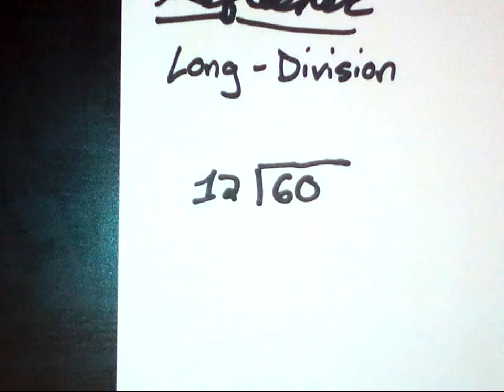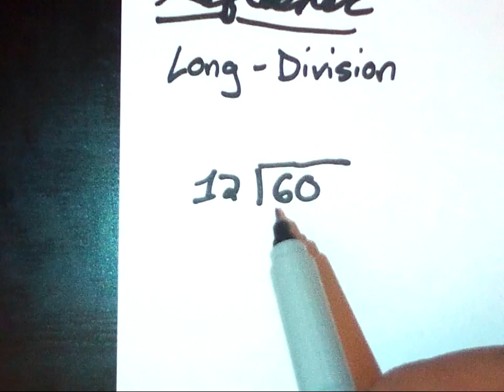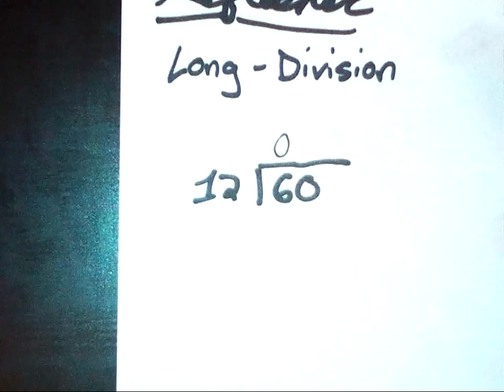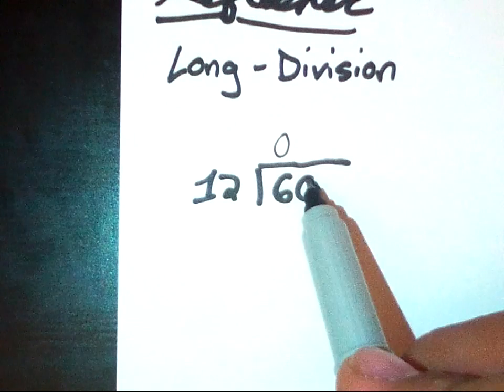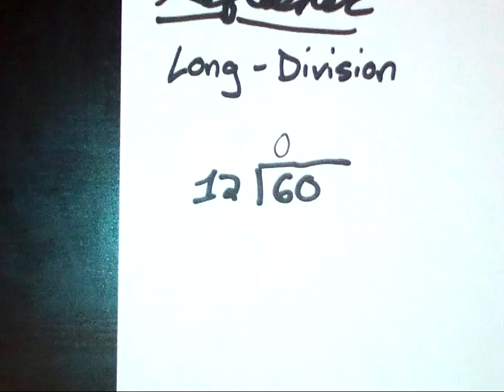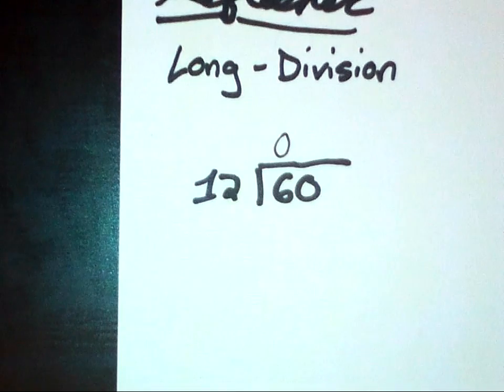It's very simple. You start off with what you're dividing by, and you see if it goes into the first number, 6. It doesn't. So we'll put a 0 up there. Then you add a 0. Well, we actually already had a 0 here anyway. We're okay. So we're going to do 12 divided by 60. Well, how many times does 12 go into 60?